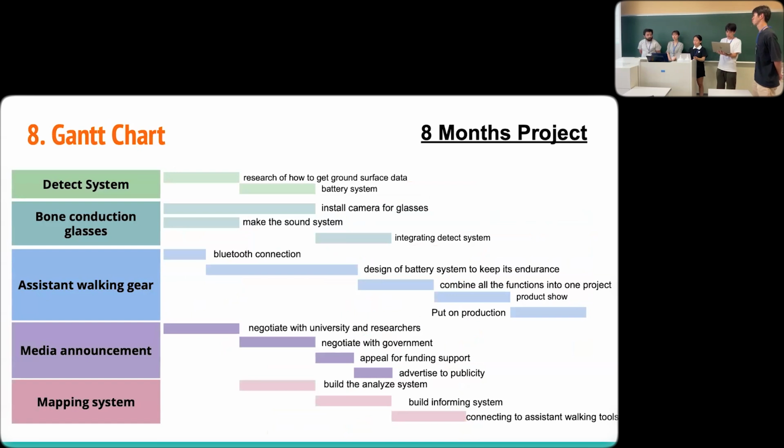And this is the Gantt chart. Mainly, the mainstream is assistant walking gear. Based on this Gantt chart, we will develop the project, and this is about an 8 months project.